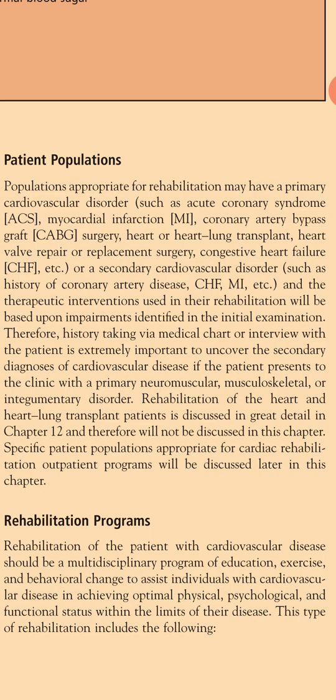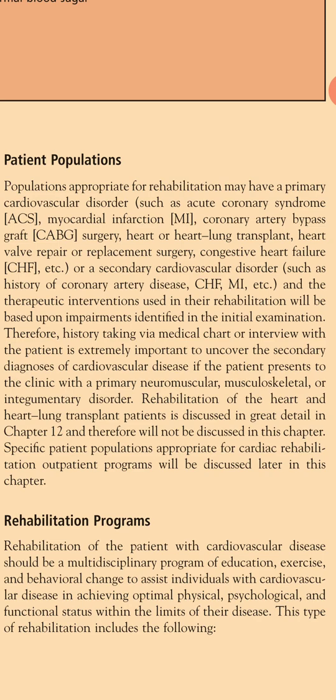Therefore, history taking via medical chart or interview with the patient is extremely important to uncover the secondary diagnosis of cardiovascular disease if the patient presents to the clinic with a primary neuromuscular, musculoskeletal, or integumentary disorder. Rehabilitation of the heart and lung transplant patient is discussed in great detail in chapter 12 and therefore will not be discussed in this chapter. Specific patient populations appropriate for cardiac rehabilitation outpatient programs will be discussed later in this chapter.